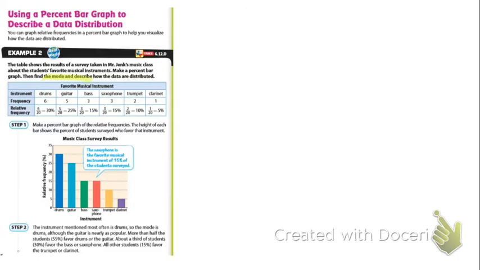More than half of the students, 55%, favored drums or the guitar. About a third of the students, 30%, favor the brass or saxophone. All other students, 15%, favor the trumpet or clarinet. Okay? And it just depends. On these, they're not going to have you come up with your own phrases. They're going to give you a graph like this, and several sentences. They're going to ask you, based on the given data, which of the following statements is true, and so forth.